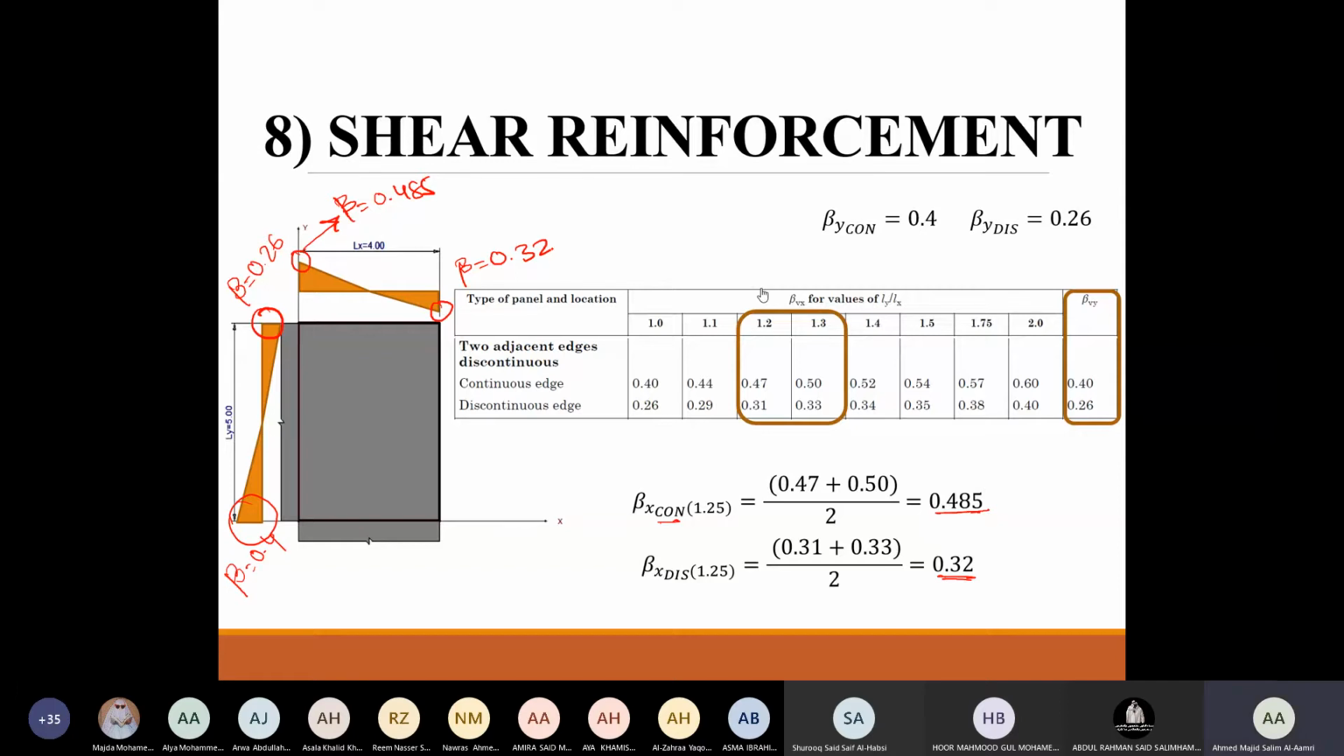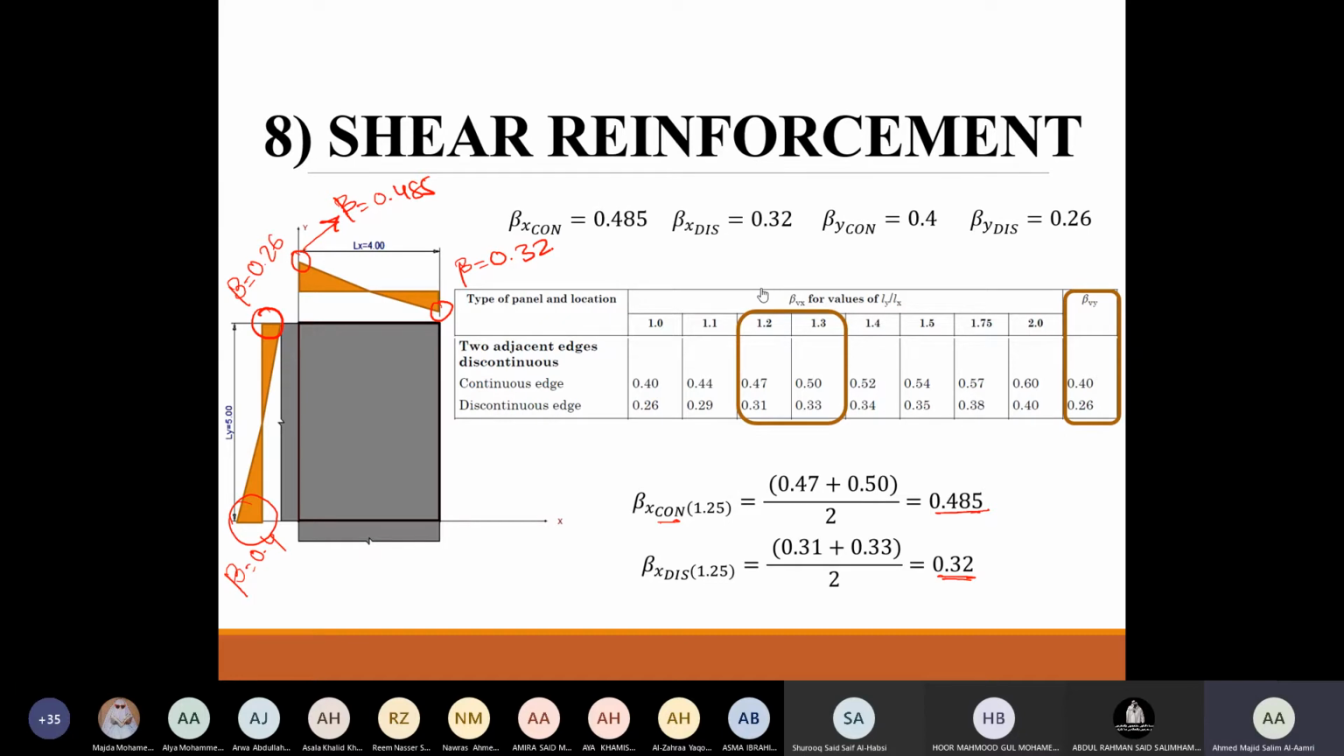There is continuous and discontinuous. There is no positive and negative. Positive and negative only for the moments. Okay. Are we clear till now? So the same steps of whatever we have done for the moment, only that we are using the other table, which is for shear.